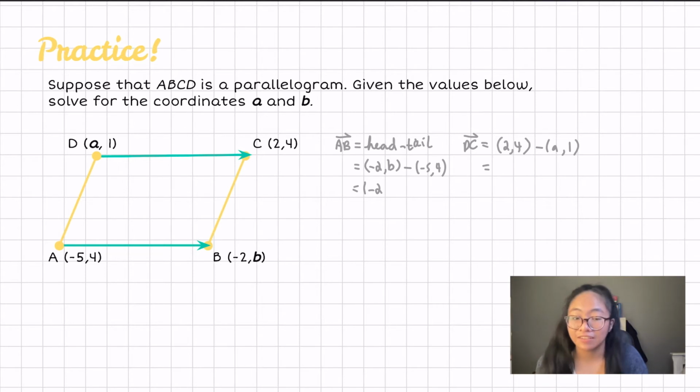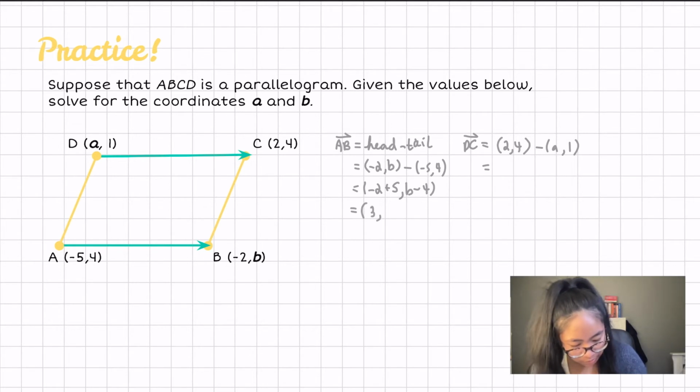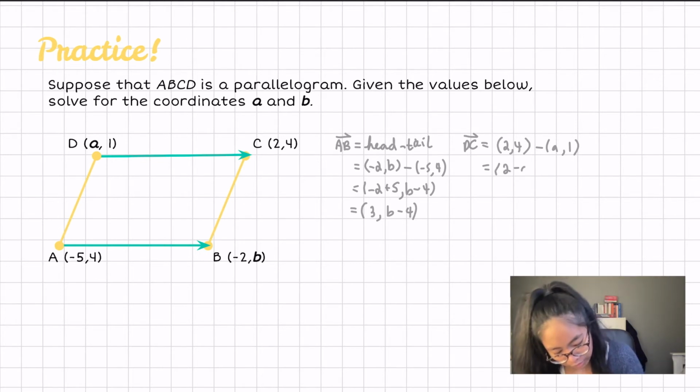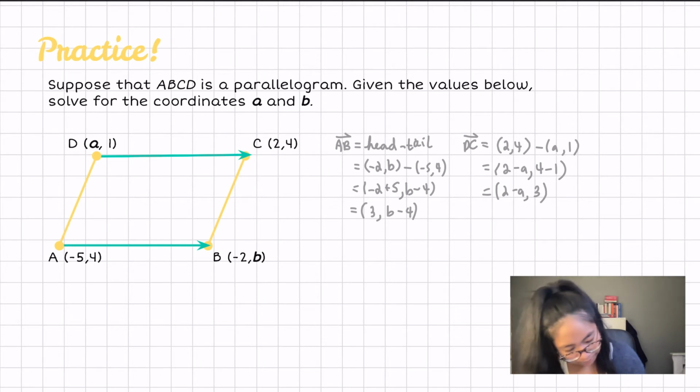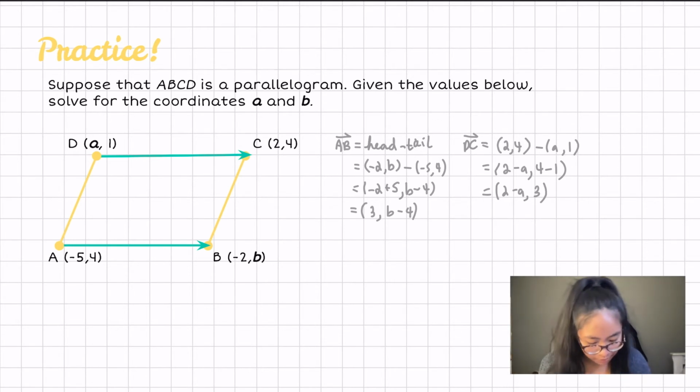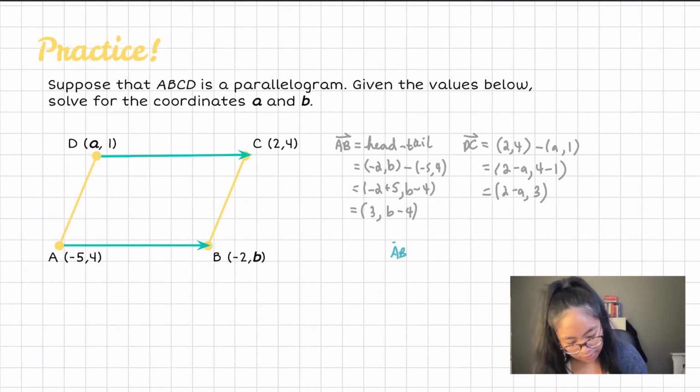-2, subtract -5 is just the same as adding 5. And then B subtract 4, simplify the first x component, which would just be 3. B subtract 4. Now we're going to do DC, 2 subtract A, 4 subtract 1, simplify the y component, 2 subtract A, and 3. Now, how do we solve for the A and B? You may be wondering. Well, we already said that AB is equivalent to DC, so all we have to do is make them equivalent. So 3, B subtract 4, and then 2 subtract A, 3.